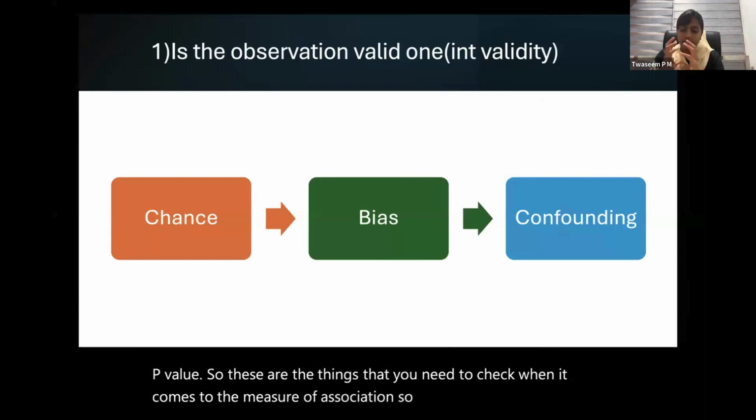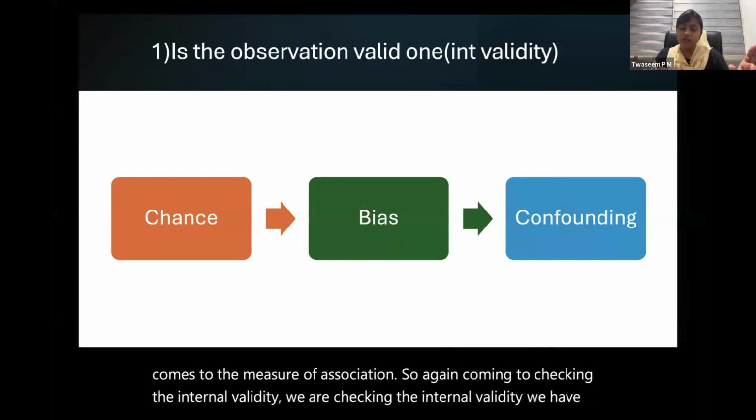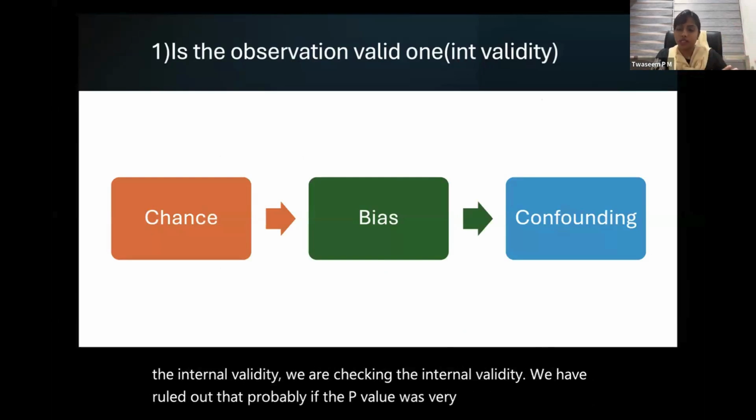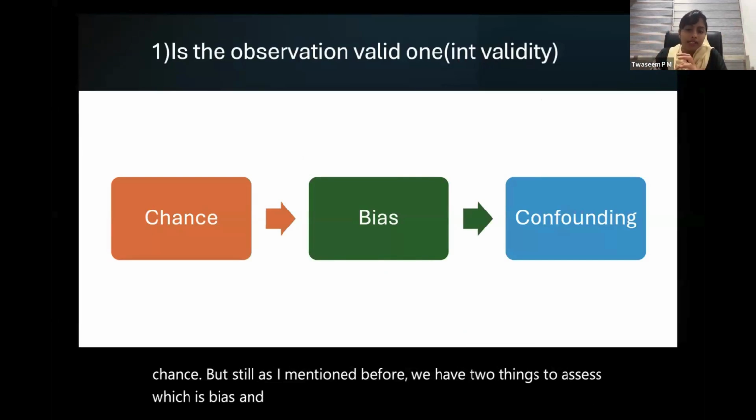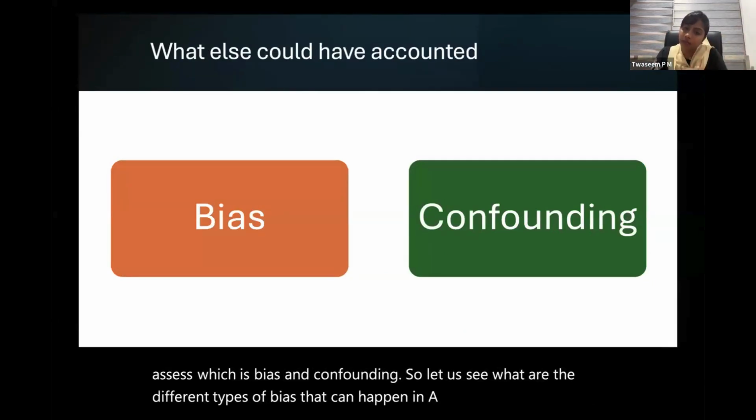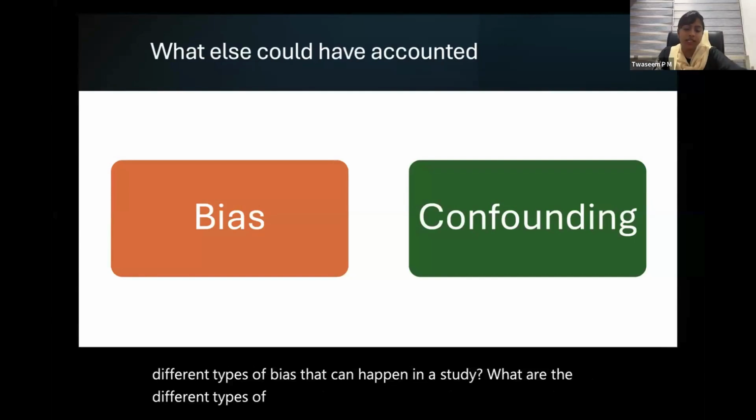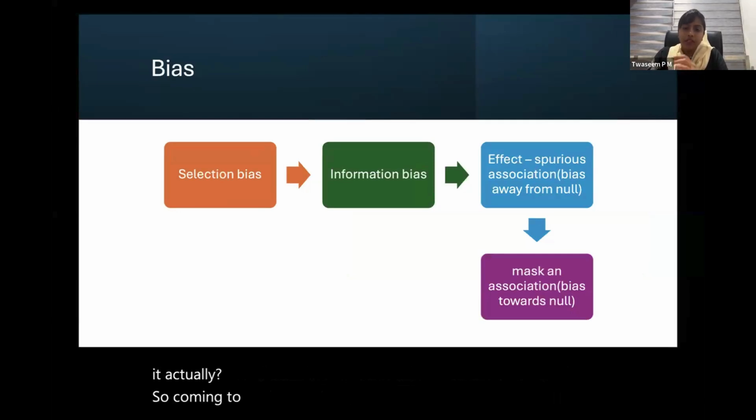So again, coming to checking the internal validity, we have ruled out that if the p-value was very low, it's not due to chance. But still, as I mentioned before, we have two things to assess, which is bias and confounding. So let's see what are the different types of bias that can happen in a study, what are the different types of confounding that can happen in a study, and how it actually affects the results. So coming to the bias, we have selection bias and information bias.